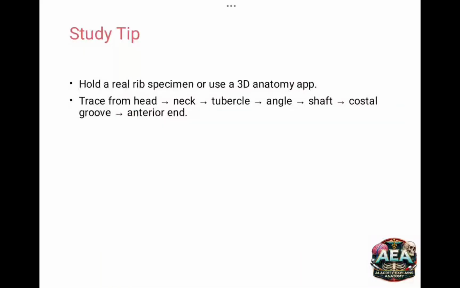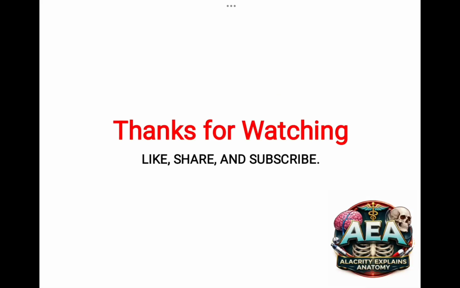So this is a study tip. When you go to the lab for dissection, or if you have a 3D anatomy app, take a rib, look at it, trace from the head to the neck, to the tubercle, to the angle, to the shaft, the costal groove, and to the anterior end. Feel every part of this. That's how you remember your anatomy of the ribs.